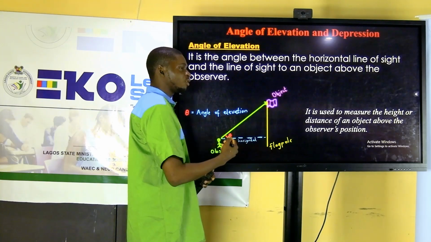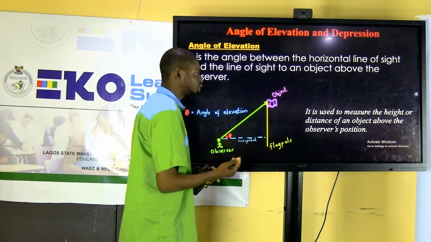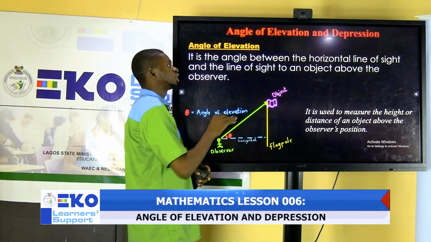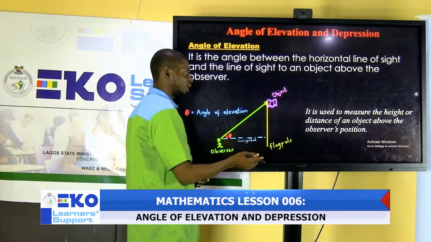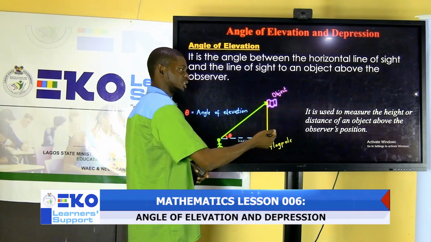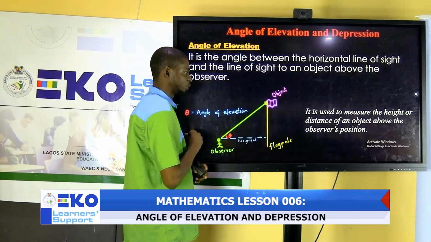So the knowledge of angle of elevation will help you to measure the height at which the object you are looking at, that is above you, is from the ground or the base that both of you are standing on, to where it's located.